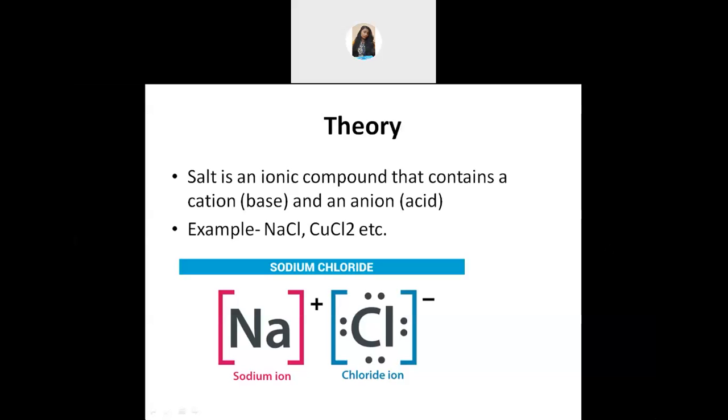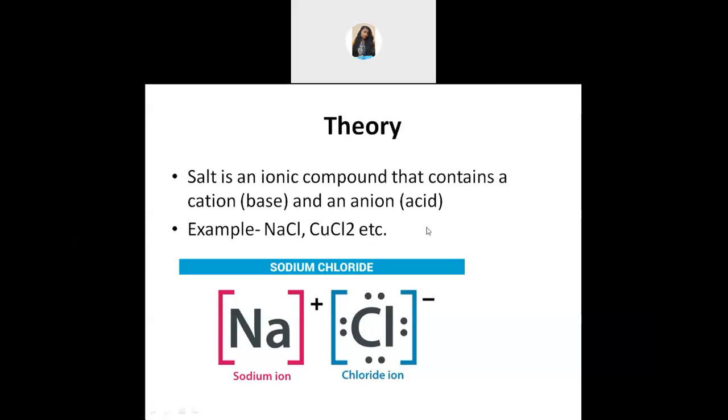So I have taken sodium chloride as an example of salt. Sodium ion is a part of the cation and chloride ion is a part of the anion. When these two ions are combined, we get a salt. That one is sodium chloride salt.